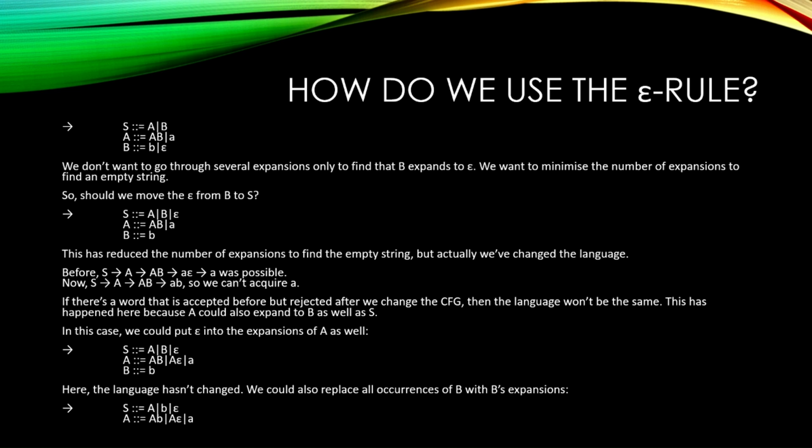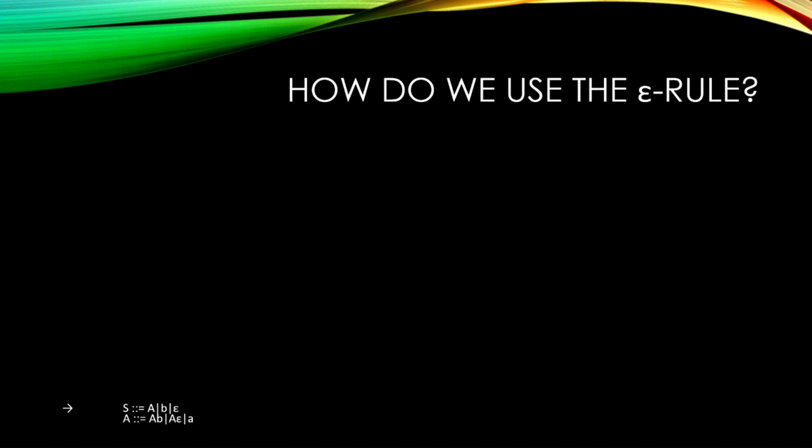For example, in the expansions of S, instead of saying S expands into variable A, variable B, we say variable A, then everything that variable B could expand into, so that's terminal B and epsilon. And we did the same thing with variable A, for example.